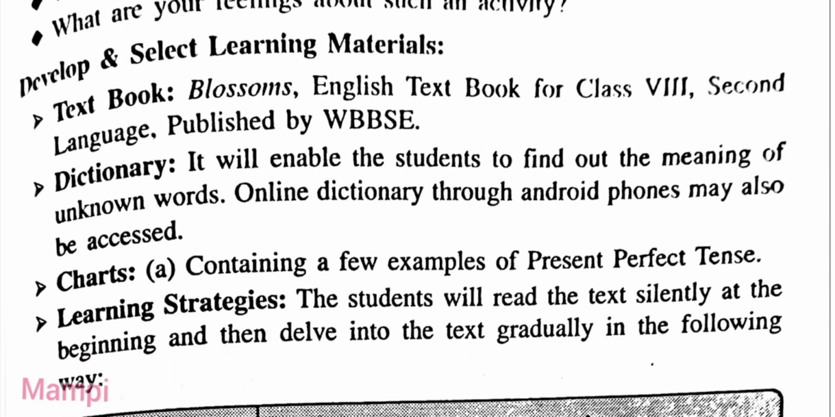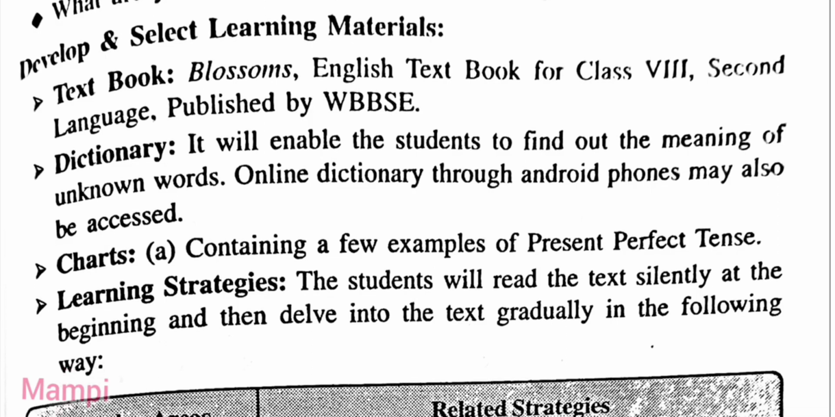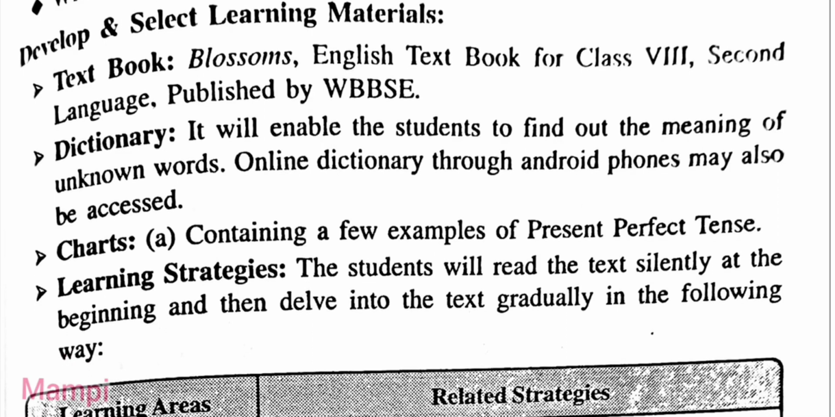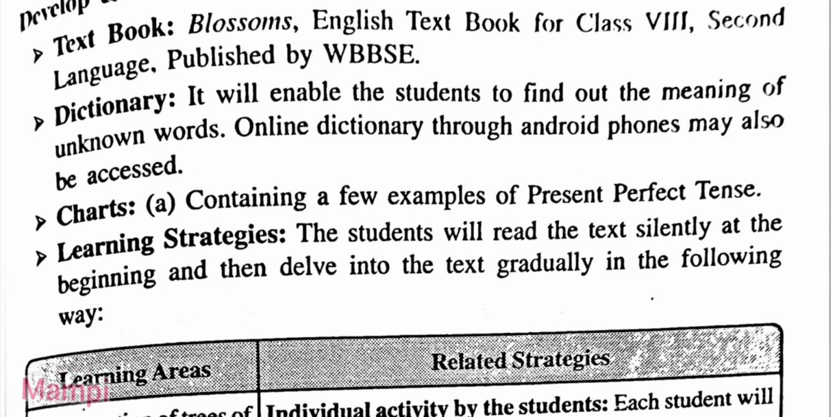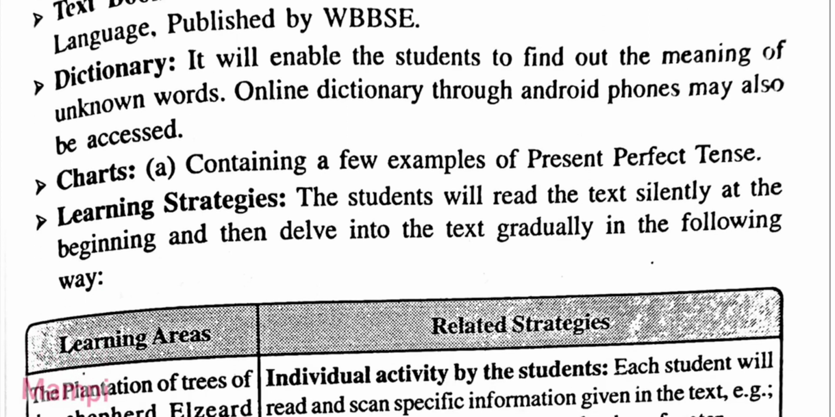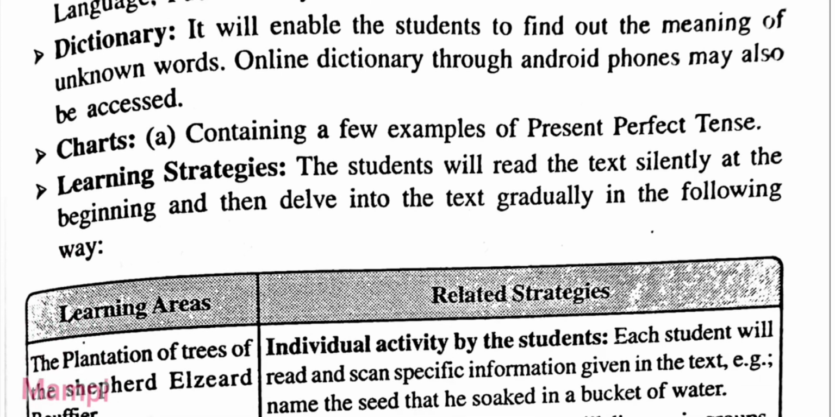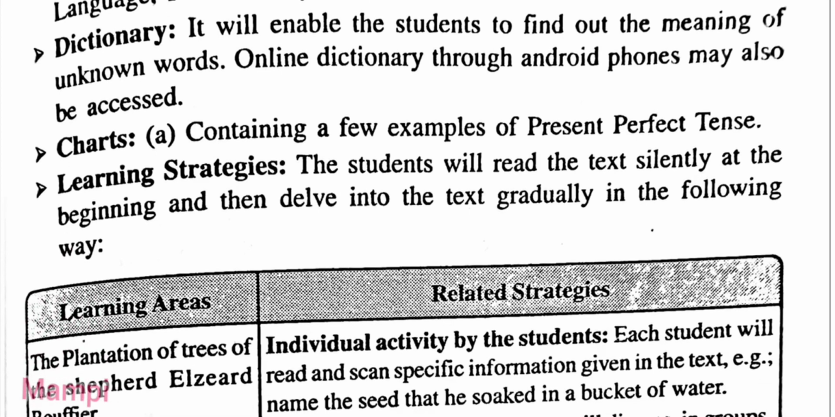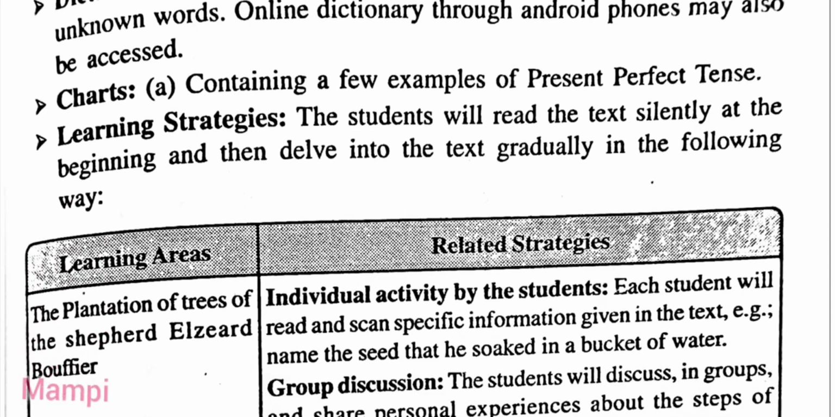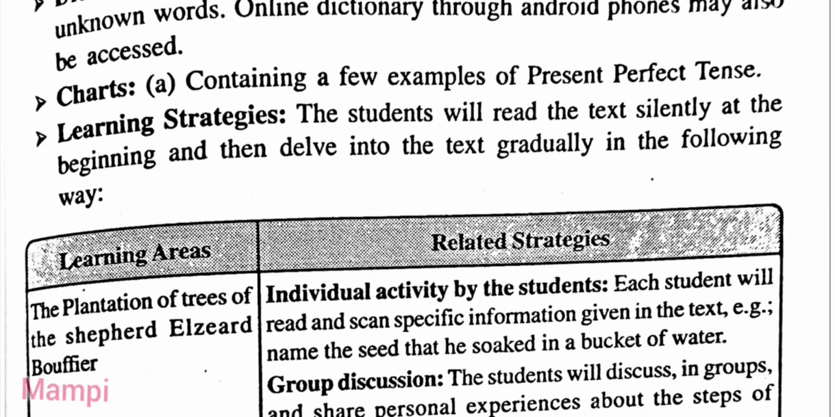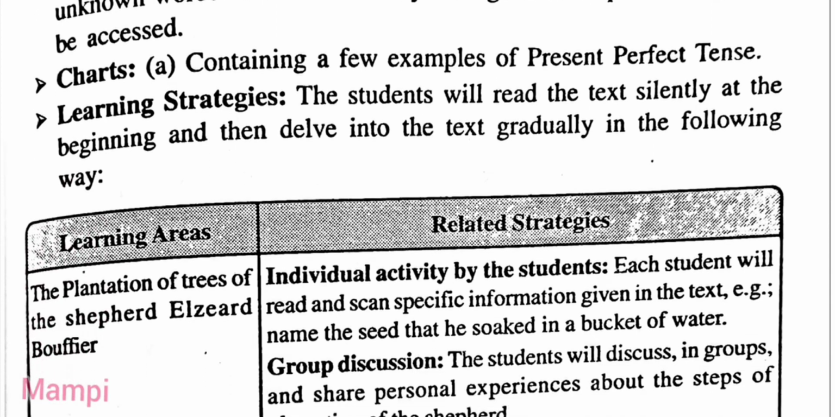Next point is develop and select learning material. First learning material is the textbook, then the dictionary, and next is a chart. Next point is learning strategies. The student will read the text silently at the beginning and then delve into the text gradually in the following way. What is the way?